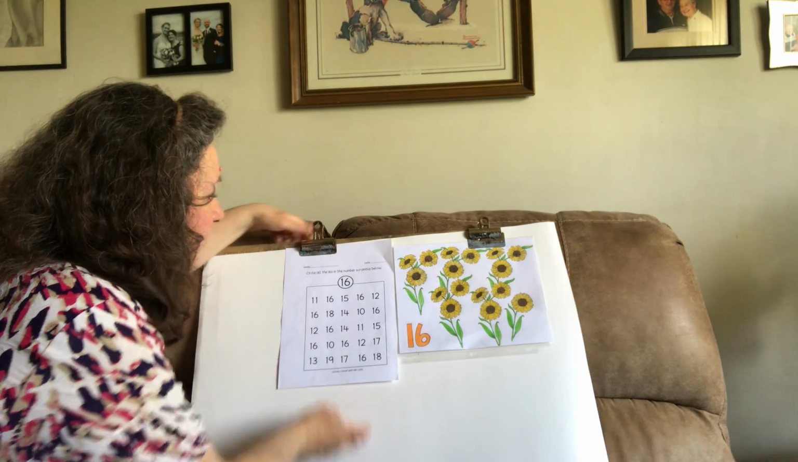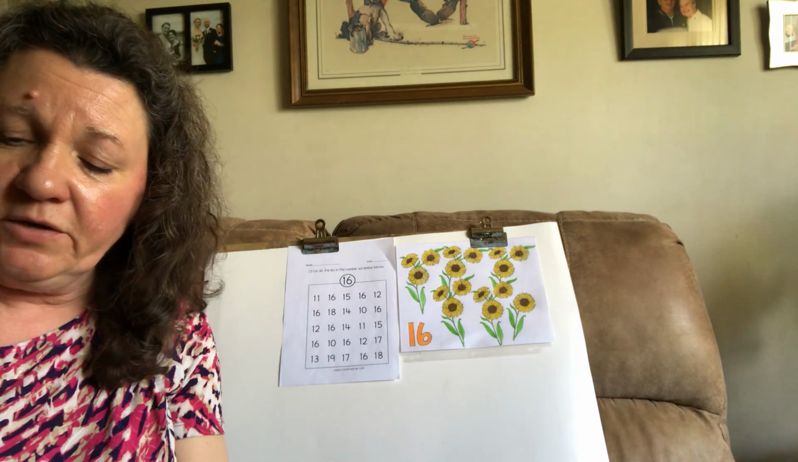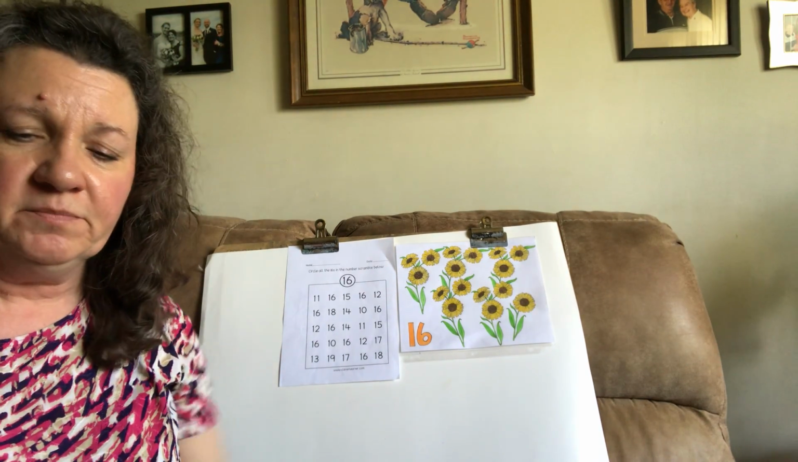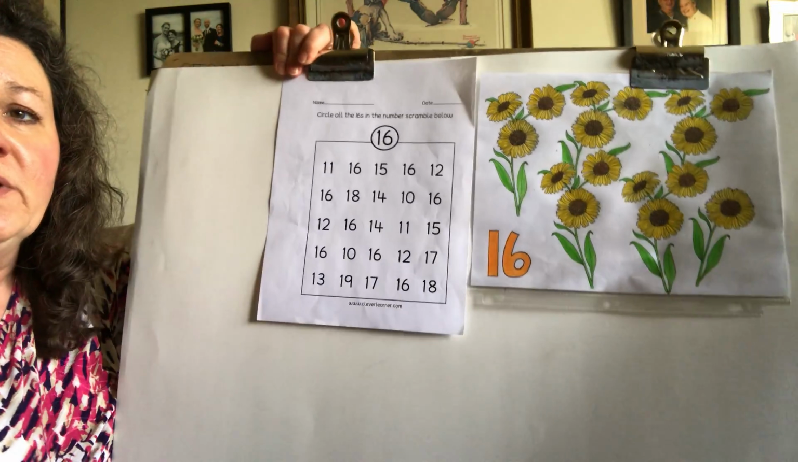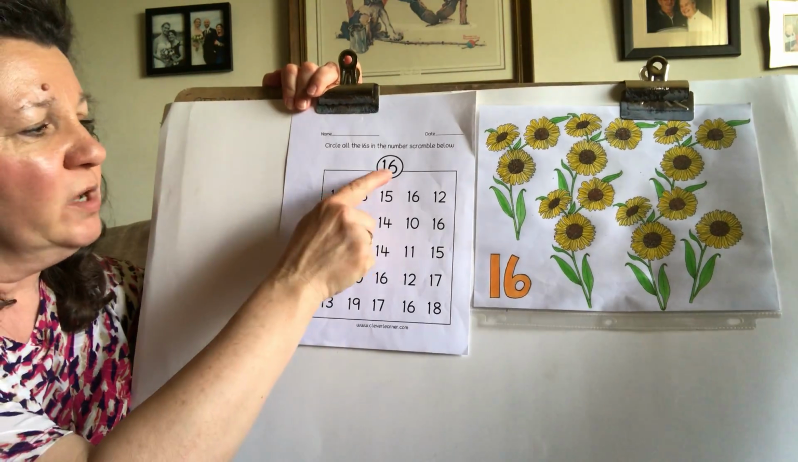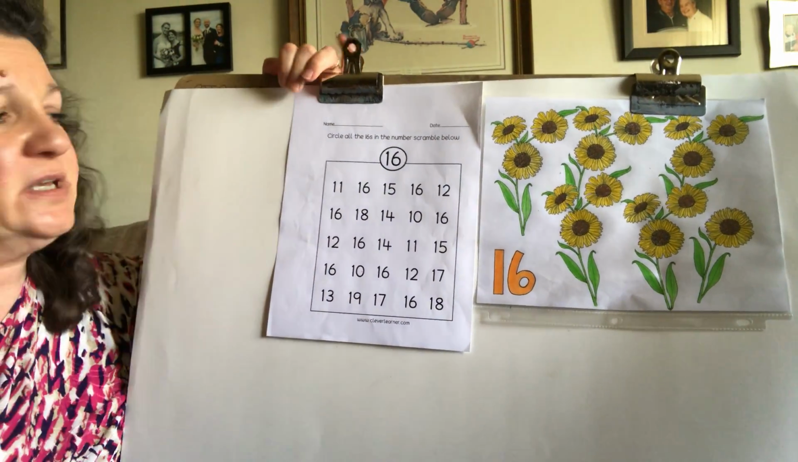Okay, so I'll put this right here, and now we're going to use a dotter again, if you have a dotter, or you could use a crayon, whichever. Either one is fine with me. It's up to you. So now we're looking for the number 16. Okay, a 1 and a 6. So let's go across the first row together.